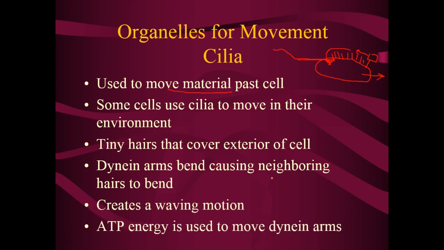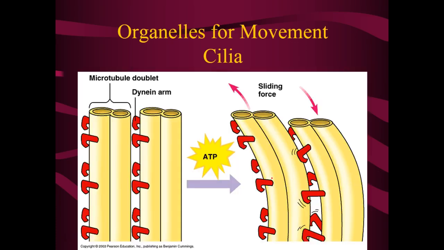ATP is required to move the dynein arms. It is an active process. It doesn't just do it for the fun of it. It actually requires energy, and that energy is in the form of ATP. So if we look at these cilia, which are produced by dynein arms, they have these microtubule doublets, and when we add ATP, one of them is basically going to bend away, and the other one is going to slide past it. Because of this sliding force, it's going to cause a whip-like or wave-like motion to happen where one triggers the next, which triggers the next, and creates that wave-like motion.